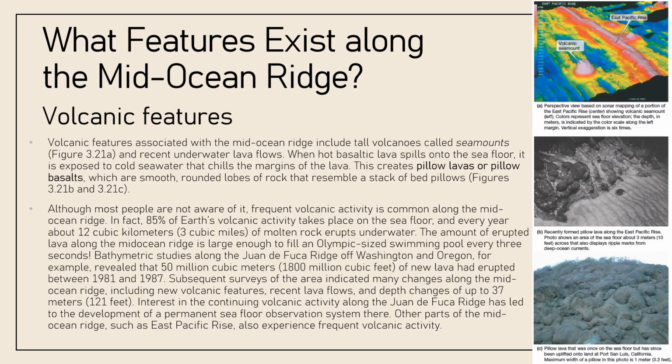And this erupted lava along the mid-oceanic ridge is large enough to fill an Olympic-sized swimming pool every 3 seconds. And the bathymetric studies along the Juan de Fuca Ridge of Washington and Oregon, for example, have revealed that 50 million cubic meters of new lava had erupted between 1981 and 1987. And subsequent surveys of the area indicated many changes along the mid-oceanic ridges, including new volcanic features, recent lava flows, and depth changes of about 37 meters.